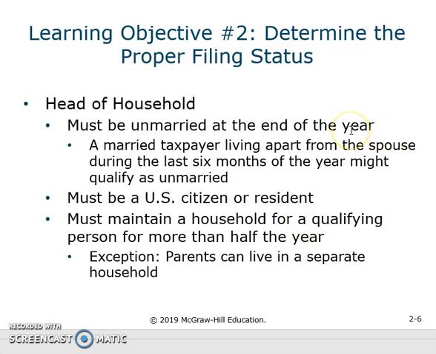The head of household filing status is for individuals that are unmarried at the end of the year. This could be a married taxpayer that's living apart from a spouse during the last 6 months of the year. They could qualify. They must be a U.S. resident or citizen, and they must maintain a household for a qualifying person, a dependent, for more than half the year. There is an exception to this that a taxpayer could qualify for head of household if they are providing support for their parents that live in a separate household.